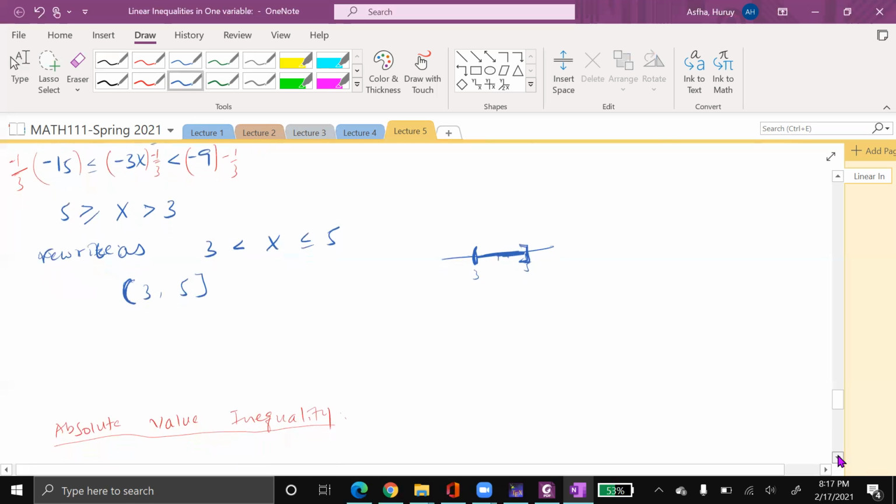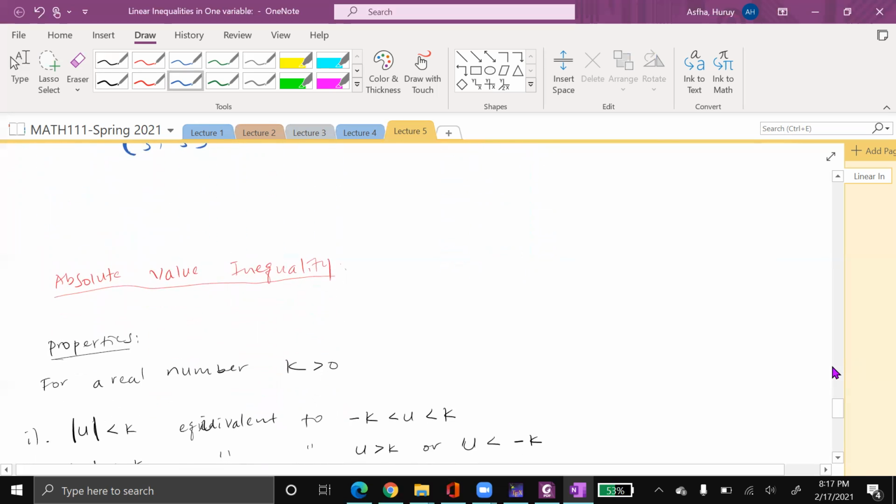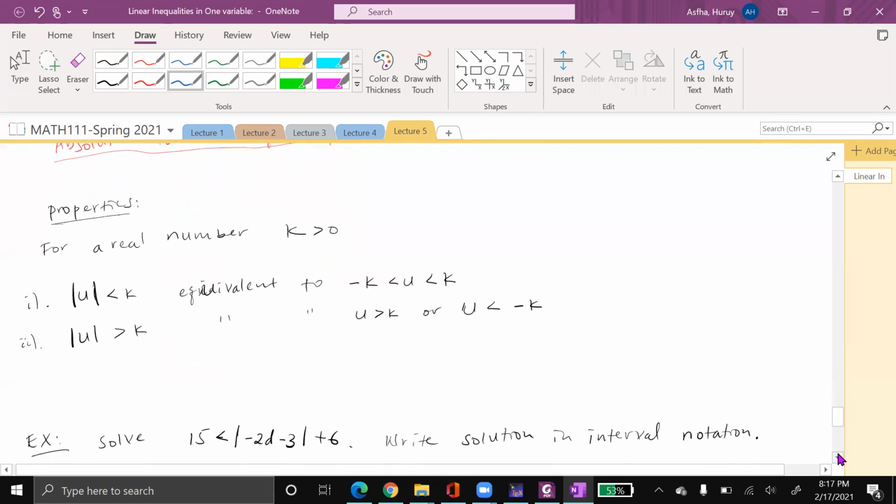Now, since this is about inequalities, and of course, inequalities can involve absolute values, we will see how to solve inequalities which involve absolute values. First, we have to remind ourselves what the properties of absolute values are. Last time I explained this a bit, if you have watched that video. So if we have absolute value of u less than k, always try to treat this absolute value as the distance, okay?